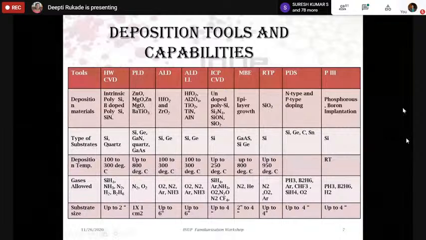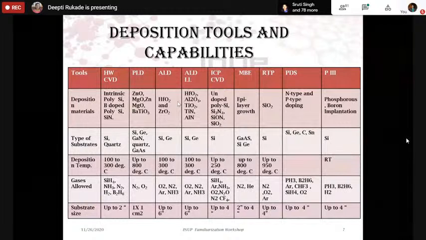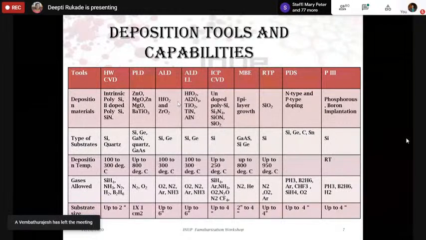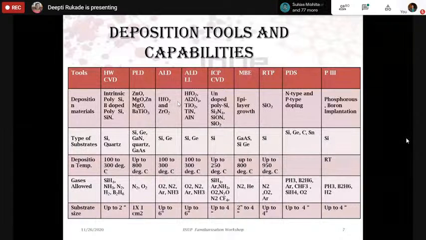As I said, you have 2 ALDs. One is dedicated only for hafnium oxide and zirconium oxide. The second one has TiO2, TiN and AlN apart from the available materials. Moving on to ICP-CVD, we have undoped polysilicon, silicon nitride, SiO2 also. Then we have MBE that is used for epitaxial growth. Then we also have RTP that is used for ultra thin silicon oxide growth. We have the PDS doping system and PIII that is also a doping system.